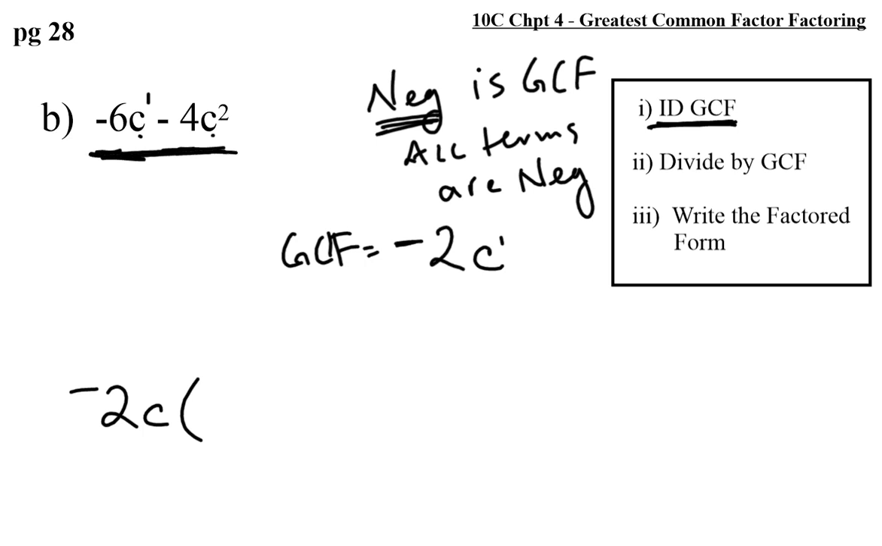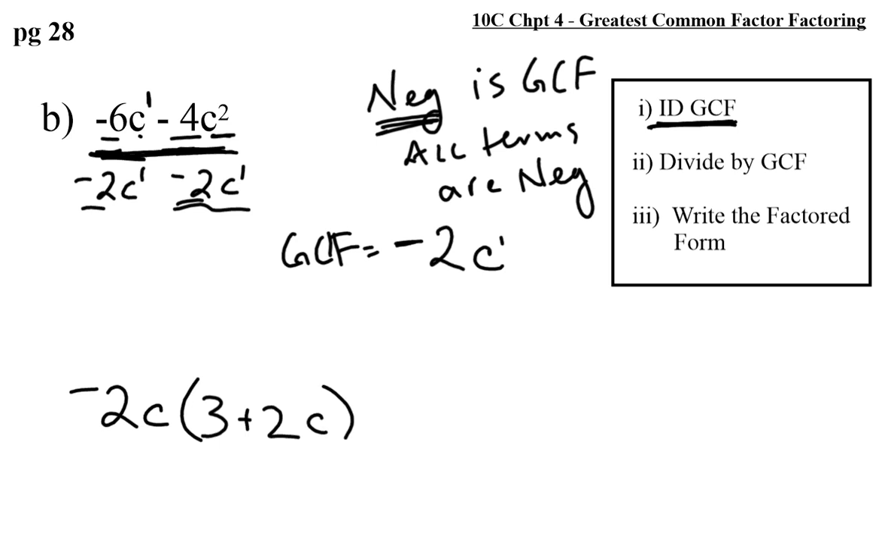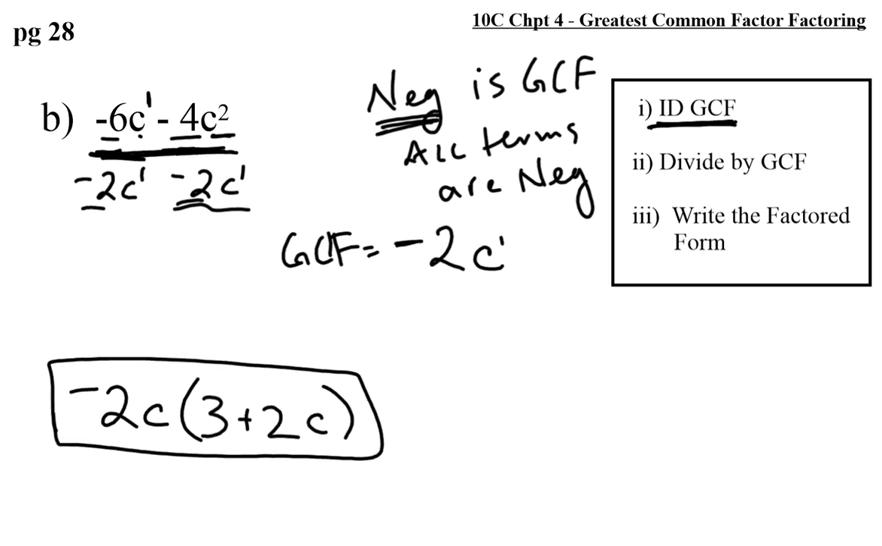And now I divide the binomial by negative 2C, which means each term gets divided by it. Watch your signs here. Negative 6 divided by negative 2 is positive 3. C1 divided by C1 is a C0, nothing. Then negative 4 divided by negative 2 is a positive 2. C squared divided by C1, subtract exponents, we get a C1. And there's our factored form.